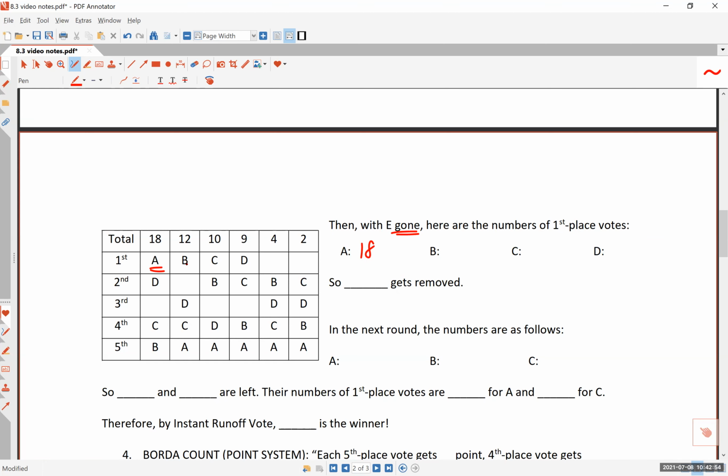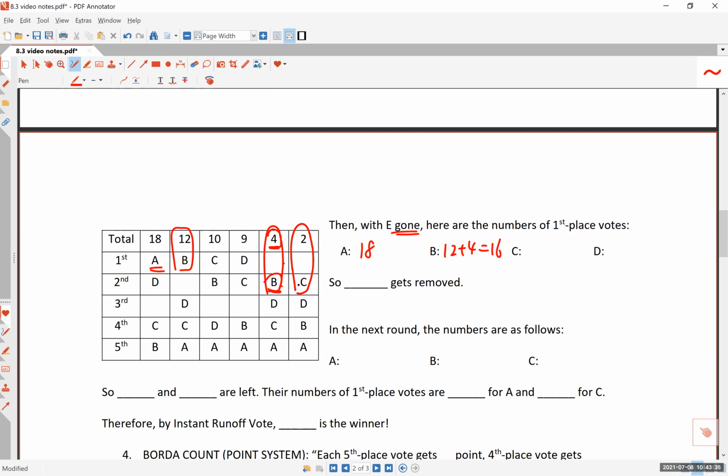Because E is gone, watch carefully. Because E has been eliminated, B has these 12 people who chose him to be the first candidate, but B also picks up these 4 ballots that had E as the first place and B as the second place. When E is eliminated, these 4 people would prefer B to be their first candidate if E is not available. So B would have 12 plus 4, which is 16 first place votes now.